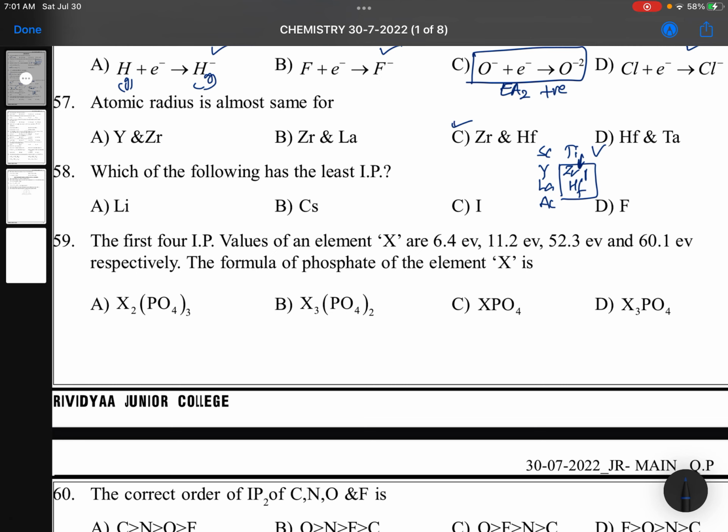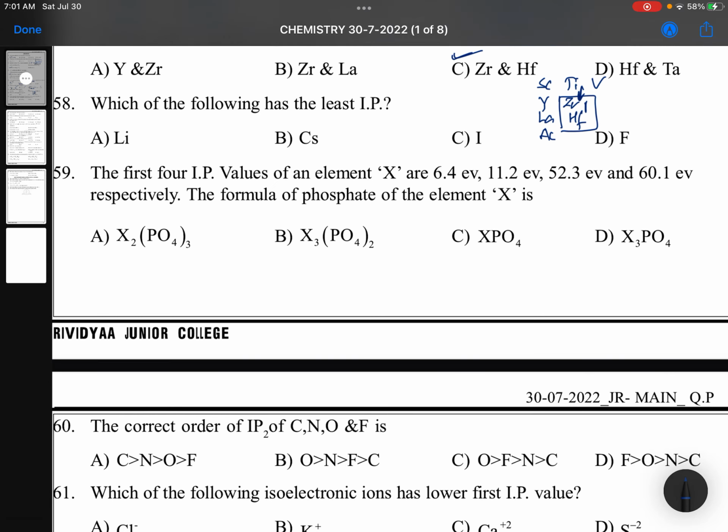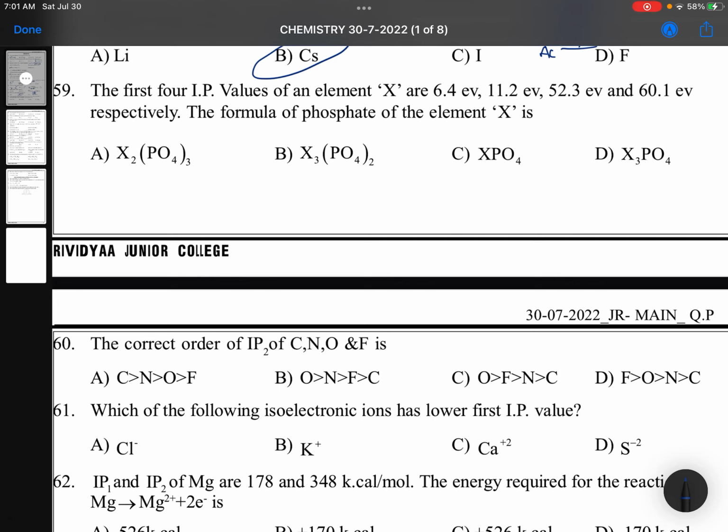So zirconium, hafnium. Which of the following has the least ionization potential? Least ionization potential. Blindly you can go with the cesium. The first four IP values of an element are 6.4, 12.2, 52.3, 60. So here a sudden jump is there. Sudden jump means it can lose 2 electrons easily. Valence electrons are 2. That means it is M plus 2 type of category.